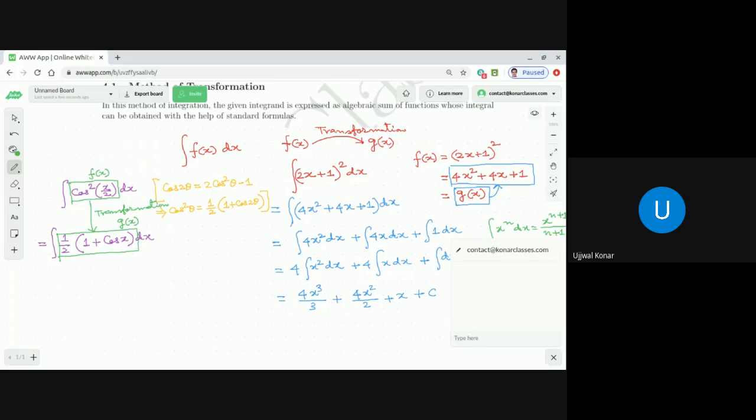Devansu? Integral of cos x dx is sin x plus c. Correct. Fantastic. Very well answered.